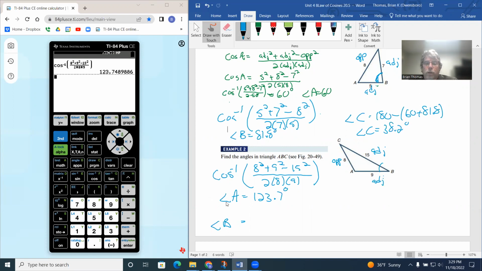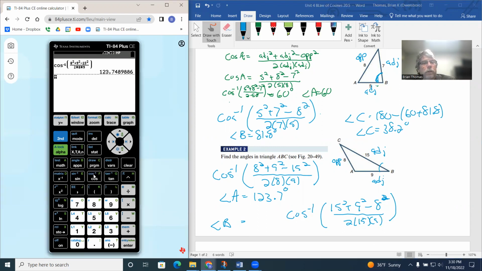So if we want to find angle B, we have to use the inverse cosine of the adjacent squared. So it's 15 squared plus 9 squared minus the 8 squared, the opposite squared, over 2 times the adjacent, which is the 15 times the 9. So that'll give us our answer there.